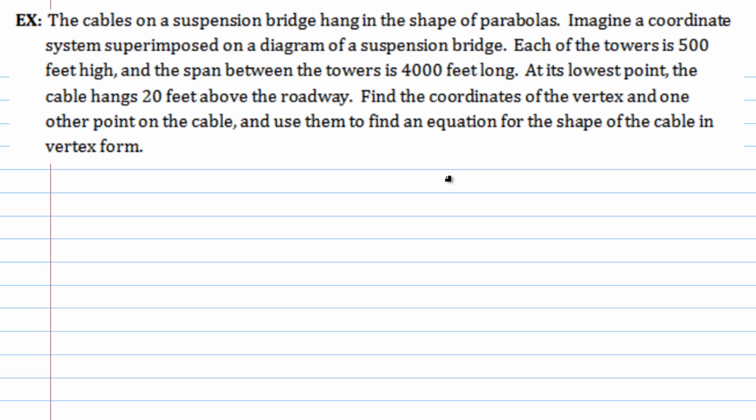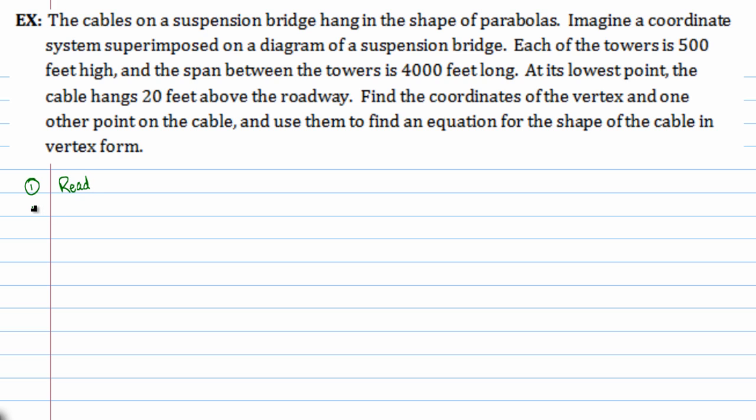Each of the towers is 500 feet high and the span between the towers is 4,000 feet long. At its lowest point, the cable hangs 20 feet above the roadway. Find the coordinates of the vertex, one other point on the cable, and use them to find the equation for the shape of the cable in vertex form. Okay, that's a lot of wording, but we've read it. I kind of understand what's going on.